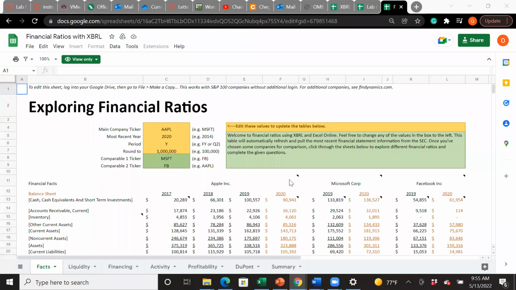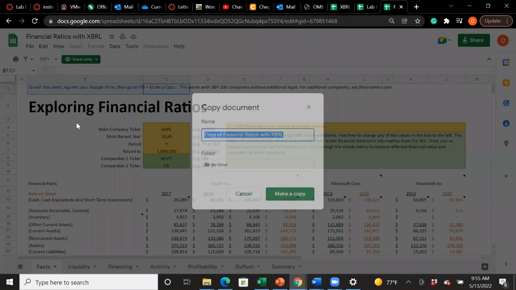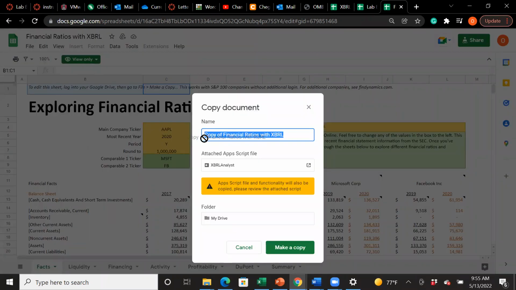All right, this is lab 8-3, and I already went to the tinyurl.com slash xbrl ratios page, and we're on this screen. We want to make a copy of this. I just want to delete that, save it to my drive, and make a copy.